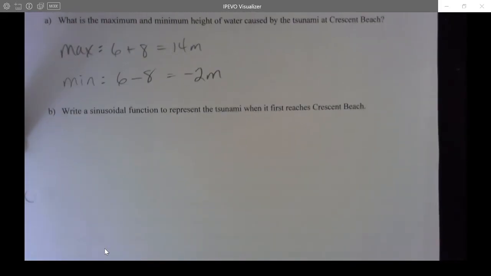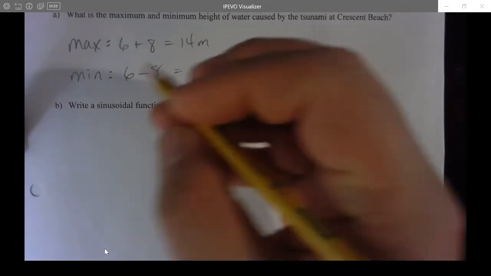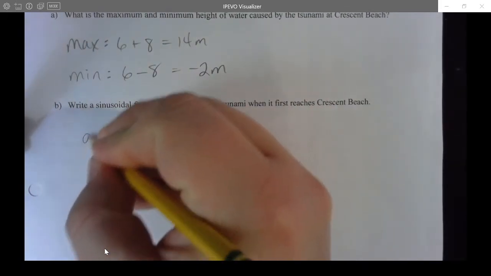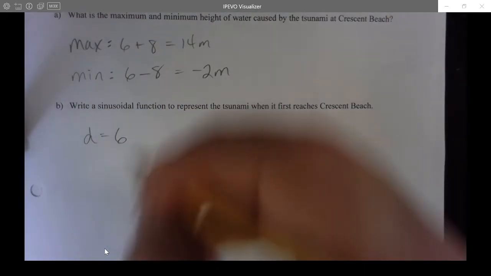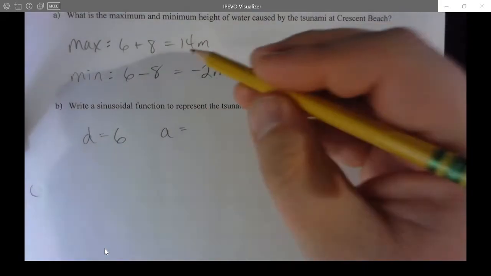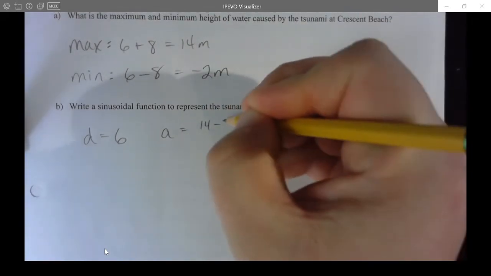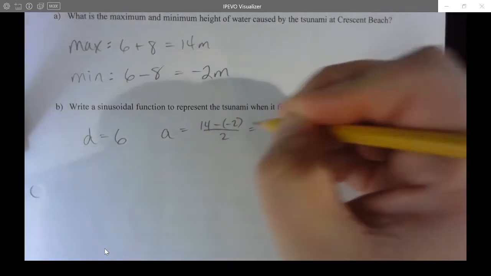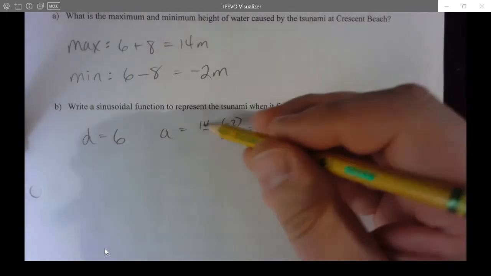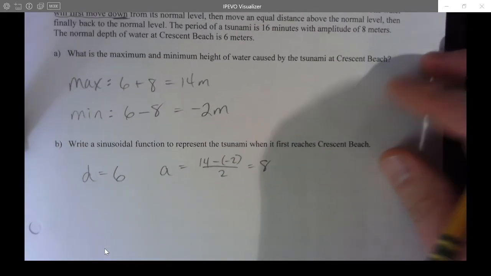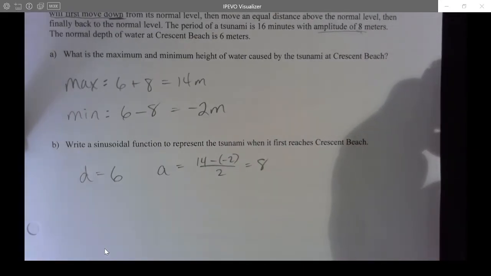All right, find a sinusoidal function to represent the tsunami when it first reaches Crescent Beach. Okay, this is how we're going to do this. First of all, we should realize that D is, of course, the normal water level. That's our central axis of 6. A, of course, we can find by subtracting the max and min, so 14 minus negative 2, and divide by 2, which is 16 over 2, which is 8. So the amplitude is 8, and we kind of knew that. It said the amplitude was 8. I didn't really need this formula, but just to show you that it always does work, it did kind of tell me the amplitude was 8. So we found D, we found A.